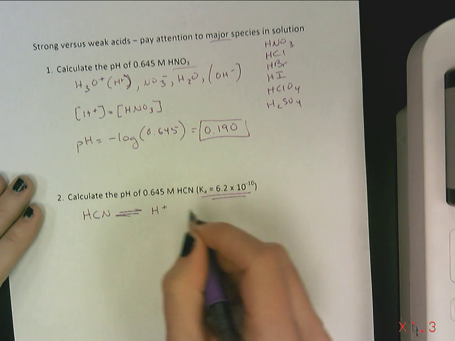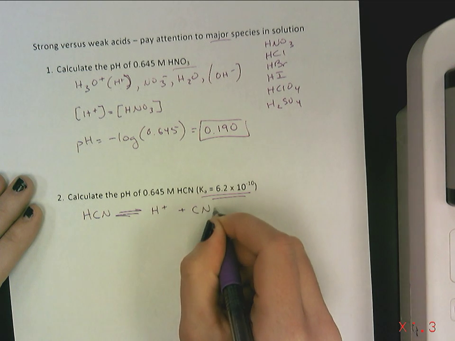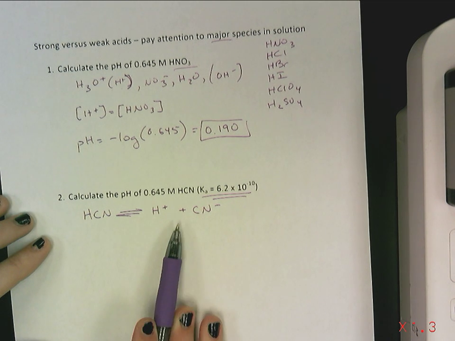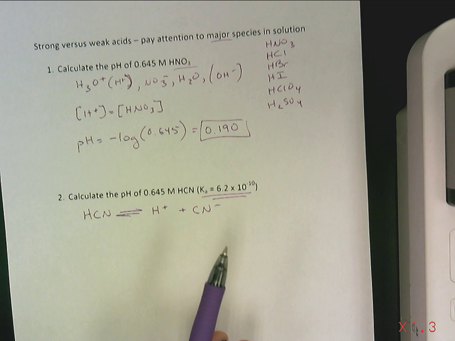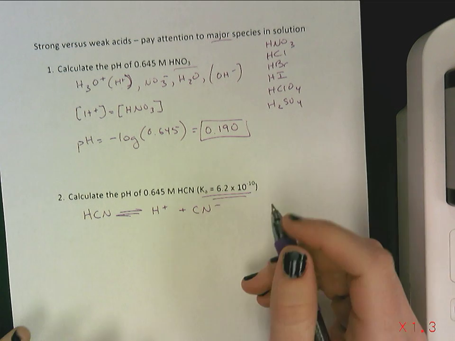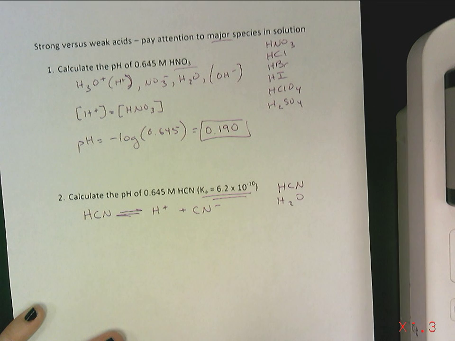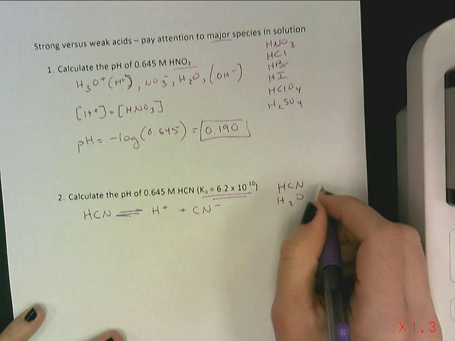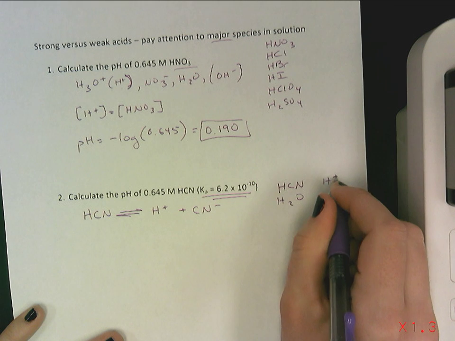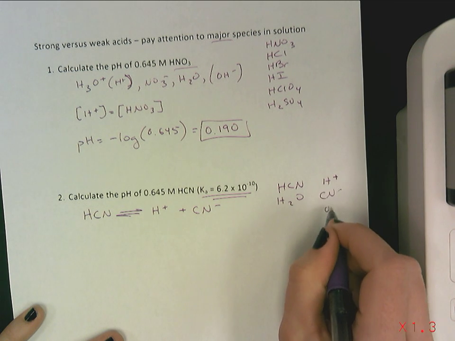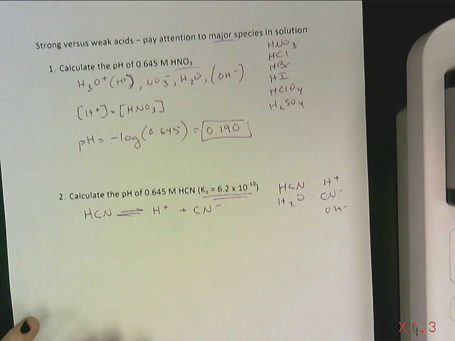Well, for Ka, remember we're talking about the equilibrium equation where HCN is going to dissociate in water into H+ and CN-, or we could say that HCN plus H2O goes to H3O+ plus CN-. Both are equally valid. Okay, so in this case, what are the major species in solution? Major species in solution are going to be HCN and H2O. The minor species in solution, they're still important, but they're minor, are going to be H+, CN-, and also, again, a little bit of hydroxide floating around.